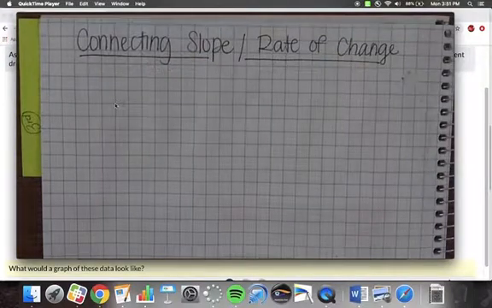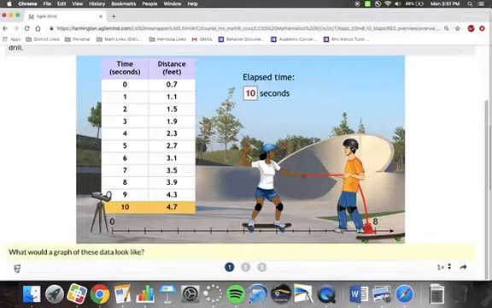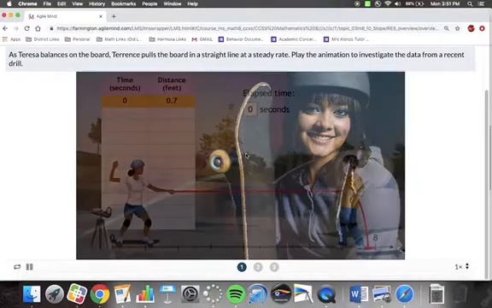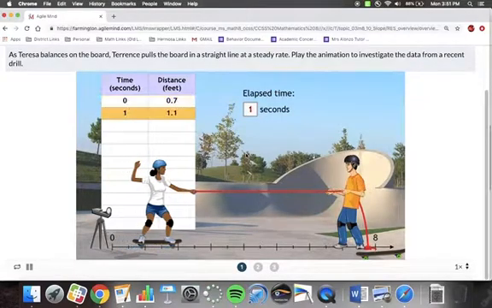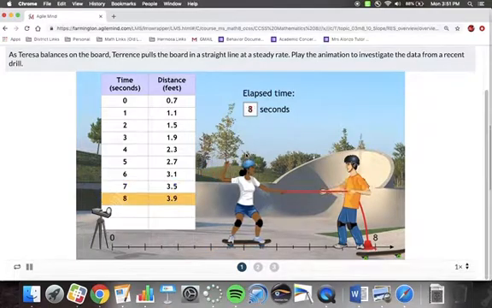Okay, so connecting slope and rate of change. If you look, this is Teresa. She is learning how to skateboard, and on the next animation you're going to see what they're doing. You can also follow along in Agile Mind. I'm going to play it. Notice Terrence is pulling her with a rope on a skateboard.